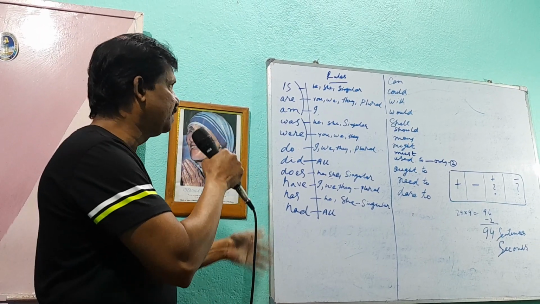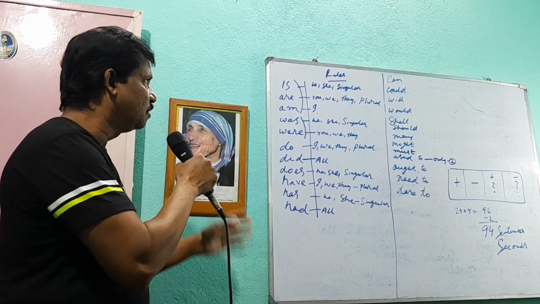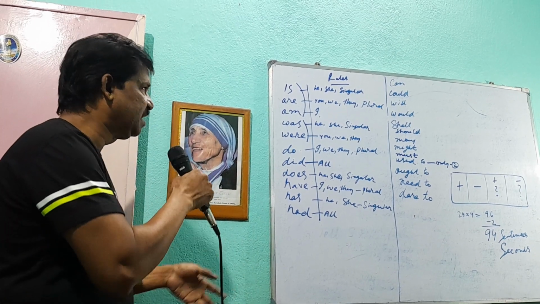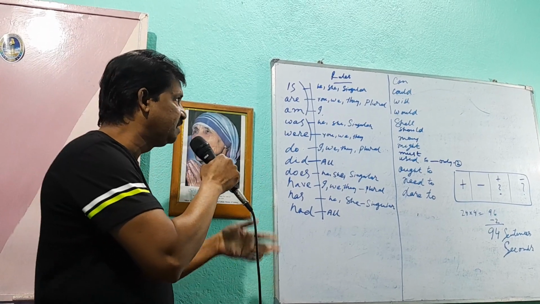He's playing the match, he's not playing the match. Is he playing the match? Isn't he playing the match? You are talking, you're not talking. Are you talking? Are you not talking? I'm reading a book, I'm not reading a book. Am I reading a book? Am I not reading a book? She was dancing, she wasn't dancing. Was she dancing? Wasn't she dancing? They were fighting in the class, they were not fighting in the class. Were they fighting in the class? Weren't they fighting in the class?